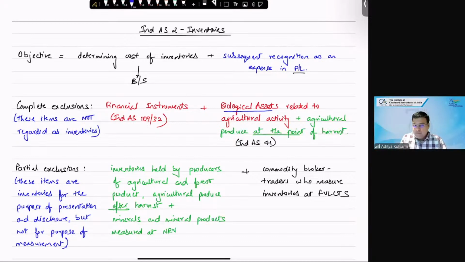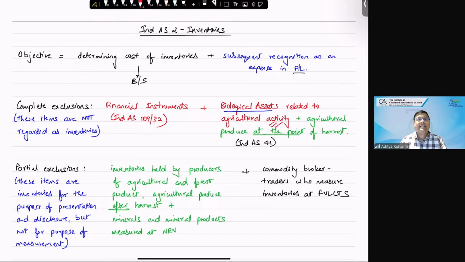The most important point is that biological assets related to agricultural activity are excluded from the scope of Ind AS 2 entirely. And the other exclusion in the same category is agricultural produce at the point of harvest. These words are crucial. At the point of harvest. What do you mean, agricultural produce at the point of harvest?